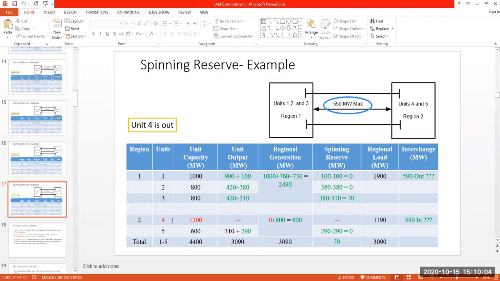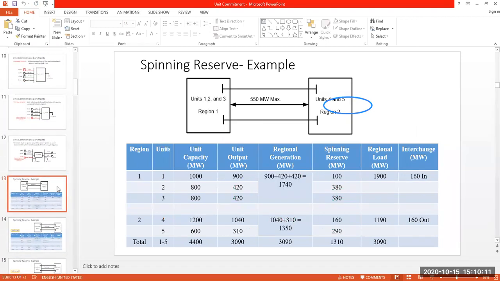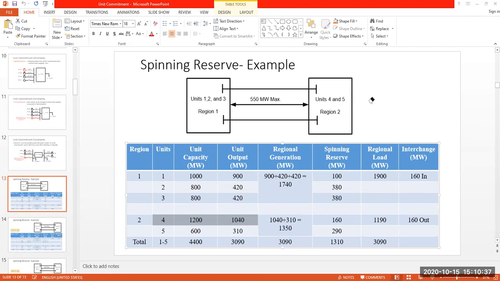What about unit 5? Unit 5 is not done, but of course you can check it. Unit 5 has a very low participation, 310. So actually, if you solve it, you will find that it is not causing trouble. So the only troubling unit is this. So you should handle this unit with proper care. Okay. So with this example, we have some idea about the spinning reserve.